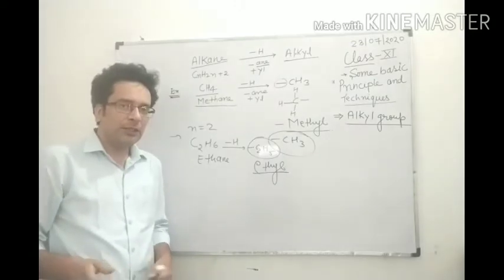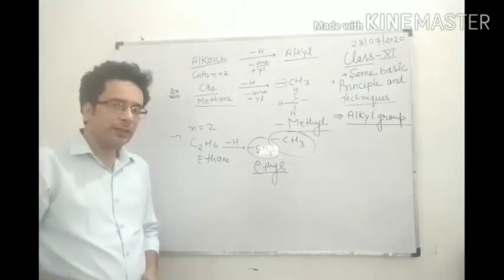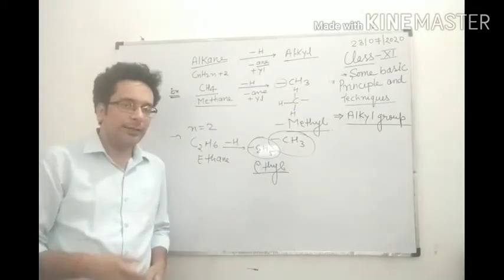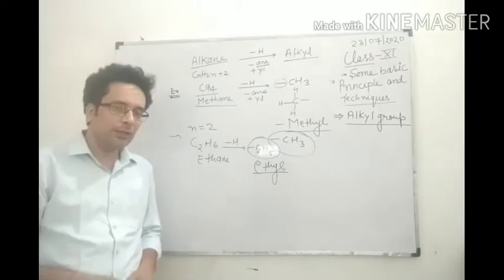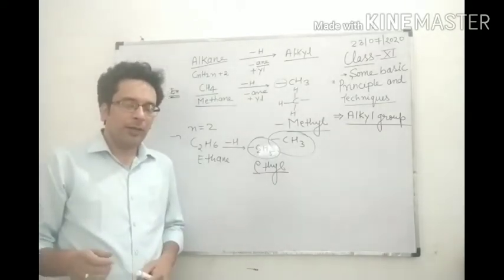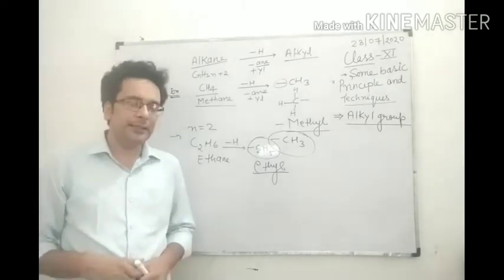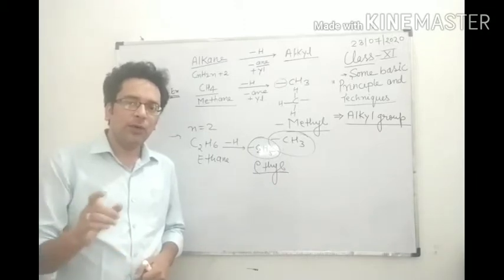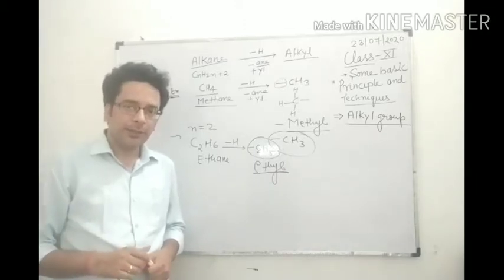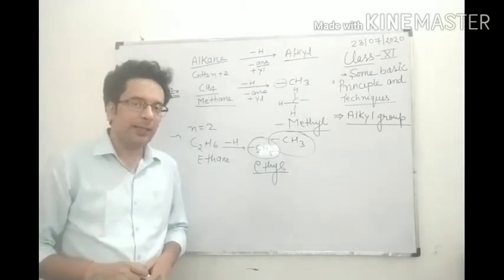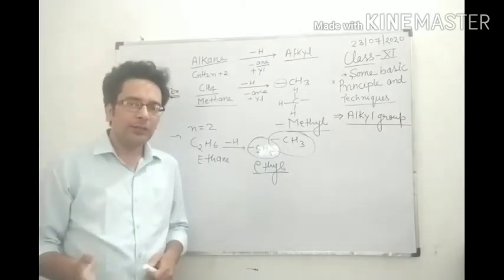Next, I am going to discuss the questions related to this alkyl group. In the case of methane and ethane, we obtain only one type of alkyl group. Methane and ethane give only one type of alkyl group. Why? Because all carbons are identical.